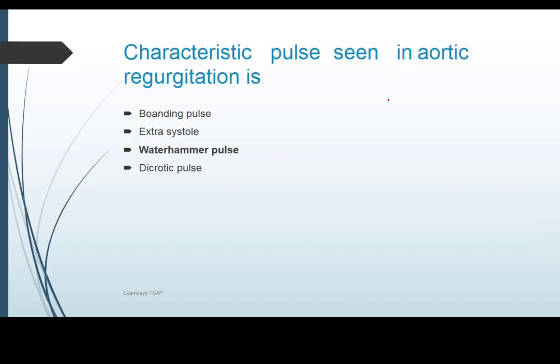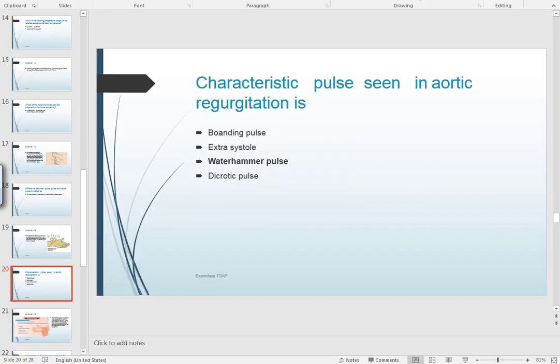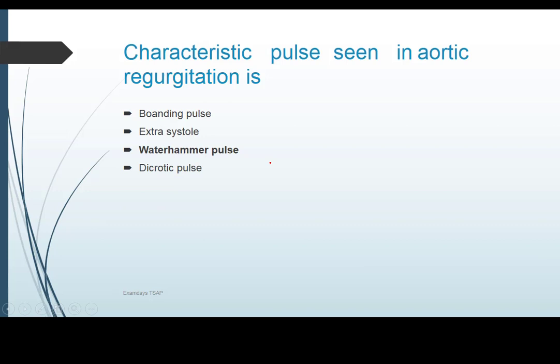Next question: the characteristic pulse seen in aortic regurgitation is: A, winding pulse; B, extrasystole; C, water hammer pulse; D, dicrotic pulse. The correct answer is going to be water hammer pulse.